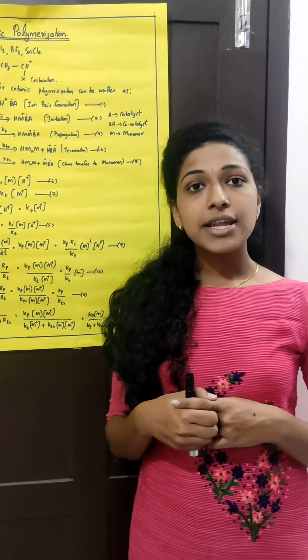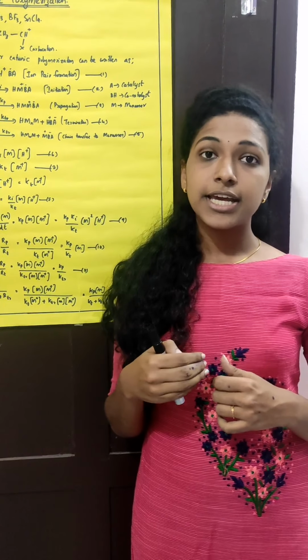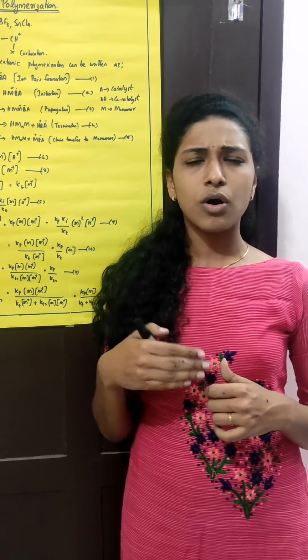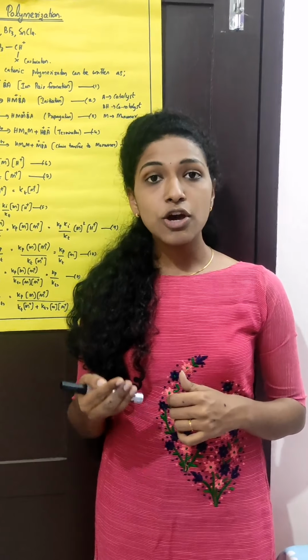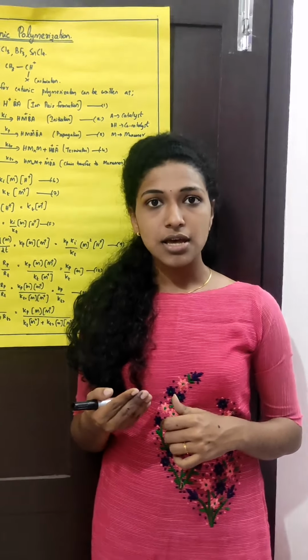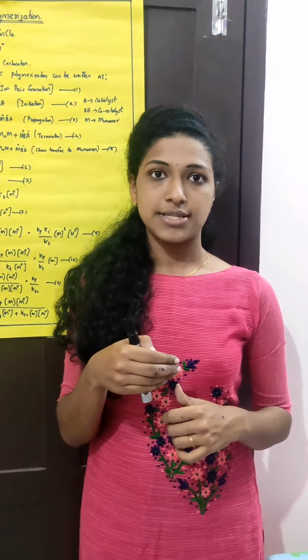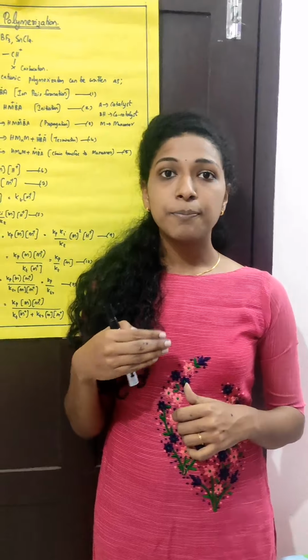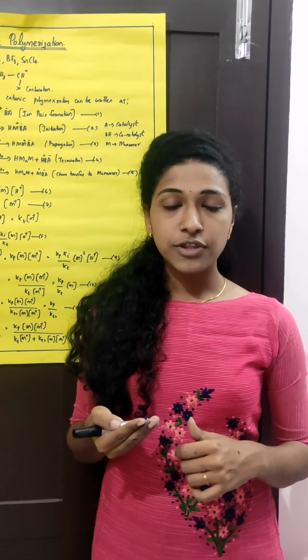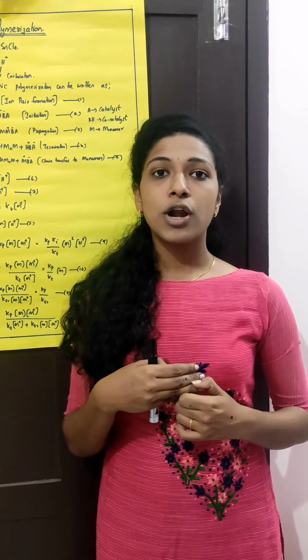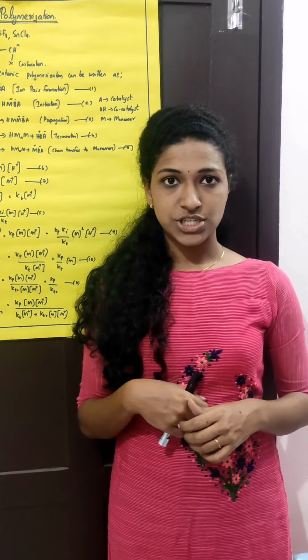That is, when temperature decreases, the degree of polymerization increases. Also we can say that when the degree of polymerization increases, the temperature decreases. Then the molecular weight of the polymer decreases. This is all about cationic polymerization.